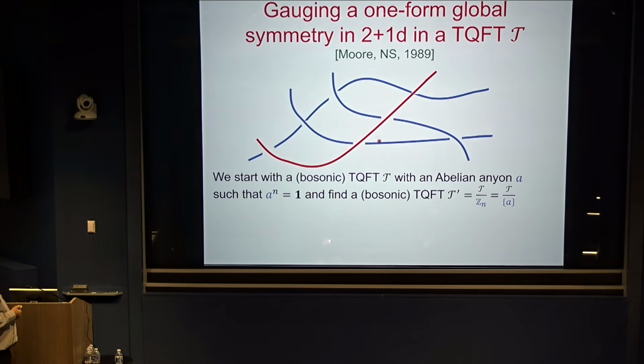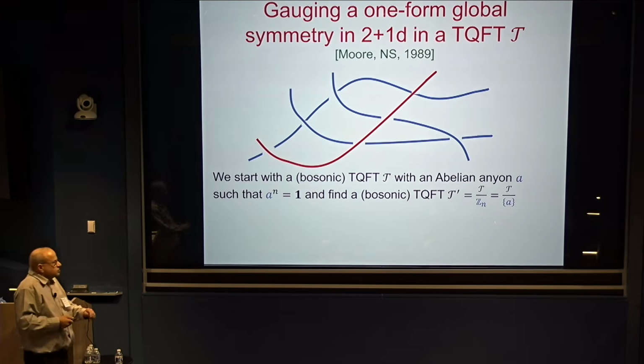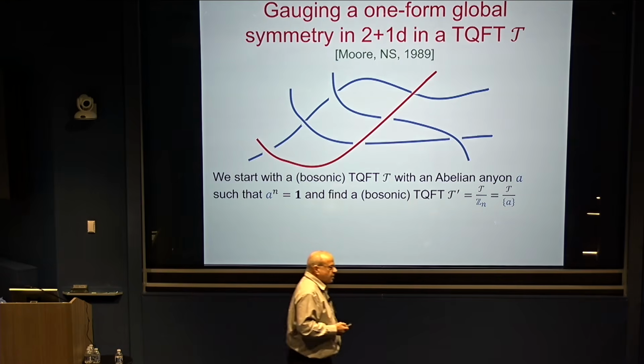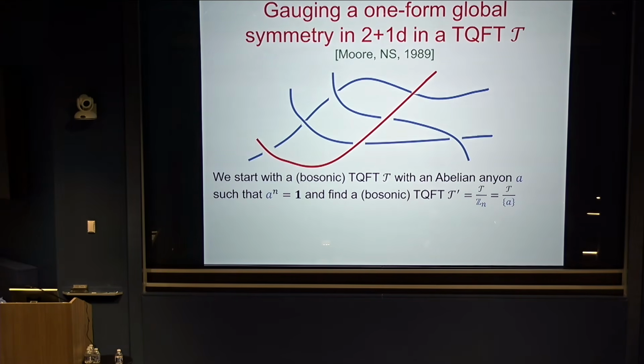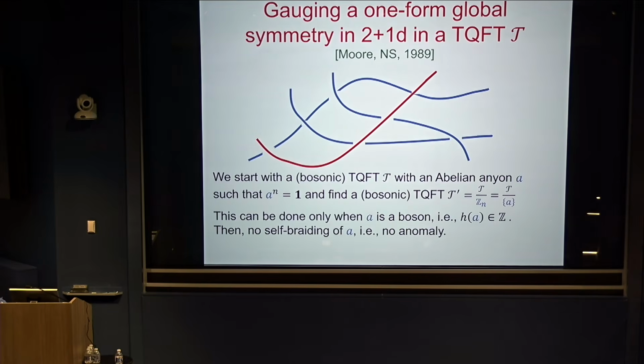So we start with the bosonic TQFT. For simplicity, I'll be bosonic here. And I focus on an abelian anyon. Again, for simplicity, I'm only talking about abelian anyons. So the anyon has order n, which means that a to the n is 1. And now I find a new TQFT, denoted T over Zn, or T over the set generated by A, the result after the gauging. Examples that you might know: Z10 going to Z5, U(1) level 8 going to U(1) level 2. And there are tons of examples, with increasing degree of complexity, we'll soon have more of them.